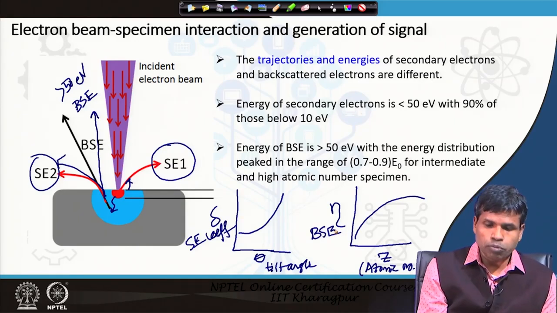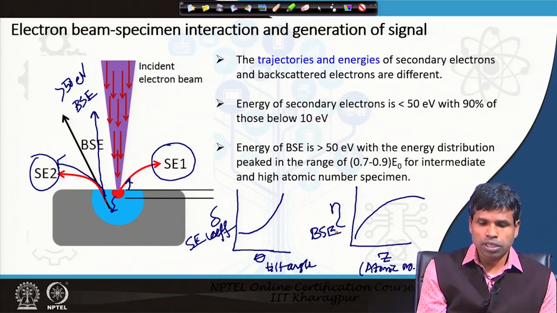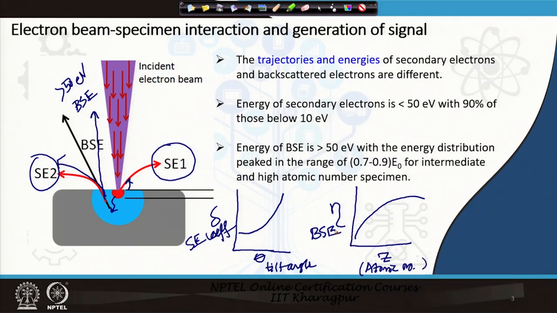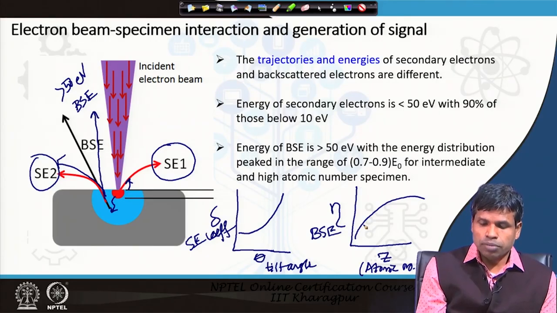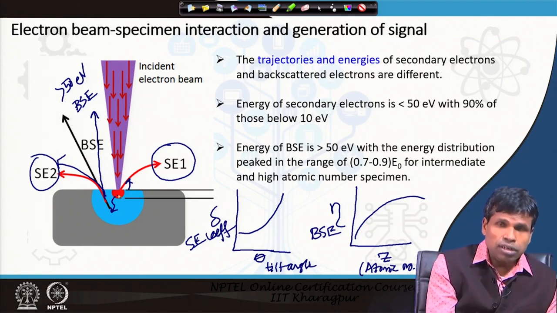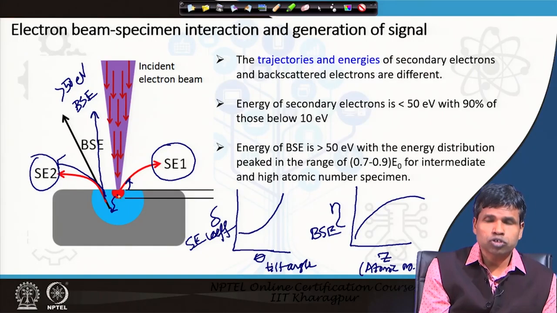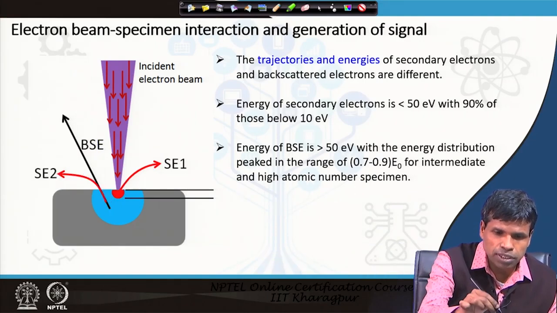Therefore, secondary electrons are more suitable for three-dimensional or surface imaging, getting the surface morphology. On the other hand, backscattered electrons are suitable to know the phase difference or the elemental distribution in the specimen, if there are higher atomic number atoms and lower atomic number atoms present in the specimen. In addition, backscattered electrons provide information about the crystallinity of the material. And as the secondary electrons emerge near the surface, they are more suitable for high resolution imaging and also surface morphology. This is what we have discussed in our previous classes.